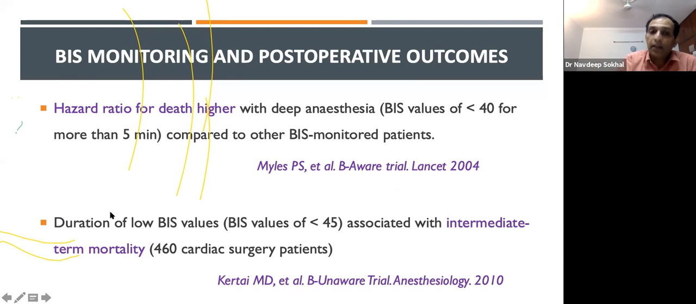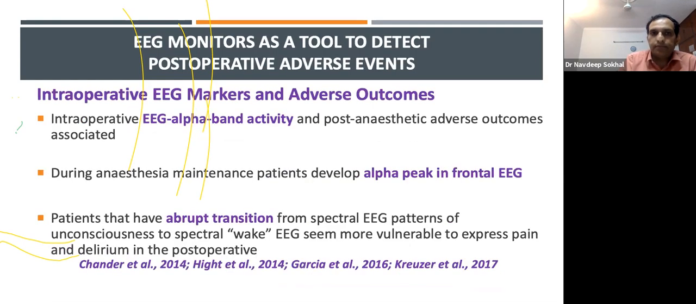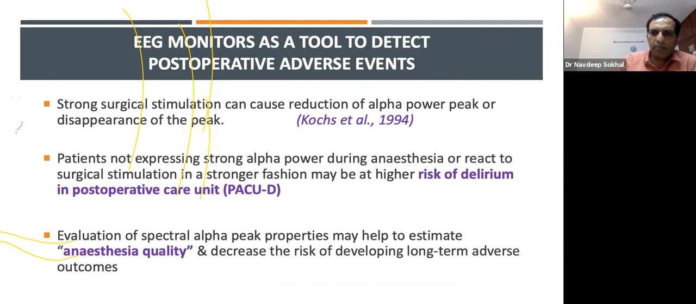This was the conclusion of this study. Another study said that duration of low BIS value less than 45 was associated with intermediate-term mortality in cardiac patients. This was a study in 2010. I think I will skip this because it is not related much to this.